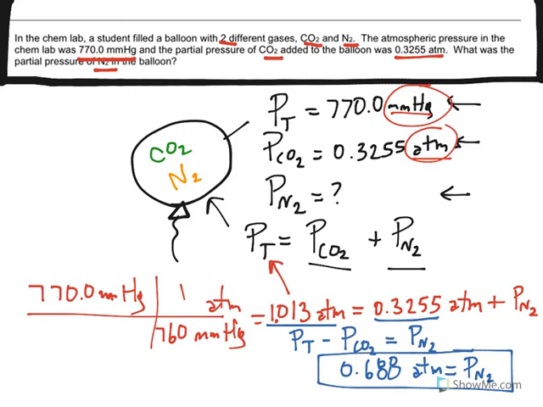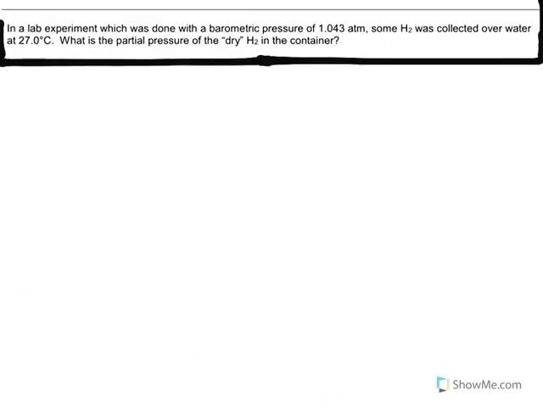And I know what you're thinking. Sir, that's too easy. Give me another problem. Okay. Alright, so in this problem it says, in a lab experiment which was done with a barometric pressure of 1.043 atmosphere, some H2 was collected over water at 27 degrees Celsius. What is the partial pressure of the dry H2 in the container?